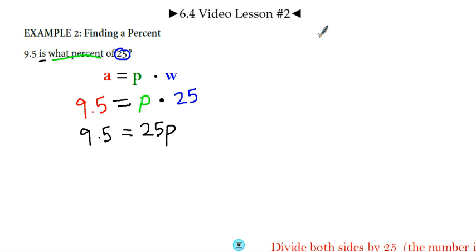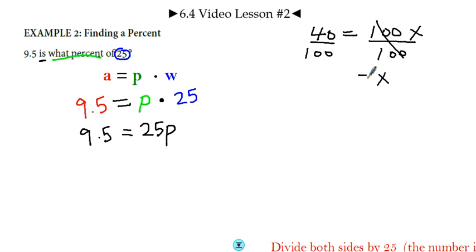Now, do you remember from the cross product, if you have something like 40 is equal to 100x, if you want to solve for x, you have to divide both sides by that number in front of x, which is 100. And you do that to both sides. So then 100 divided by 100 cancels out. So you get x equals 40 divided by 100, which will be 0.4. So do you remember this from cross product? Basically, you're going to do the same thing for this one.